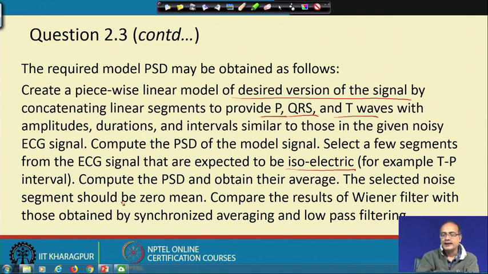We select the noise segment, which should be zero mean. Once we have the PSD of the signal and the noise, we are ready to create the Wiener filter. After that, we need to compare the Wiener filter output with that of synchronous averaging and low pass filtering. So, that is the overall goal of this experiment.